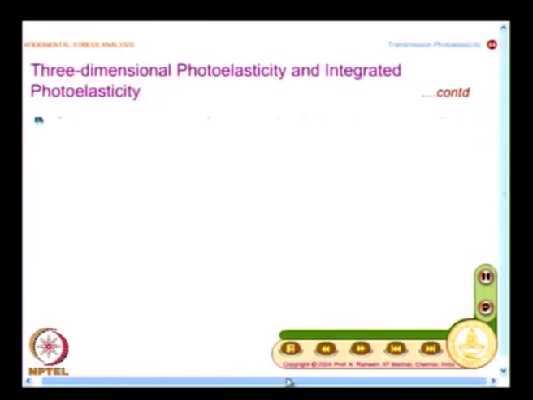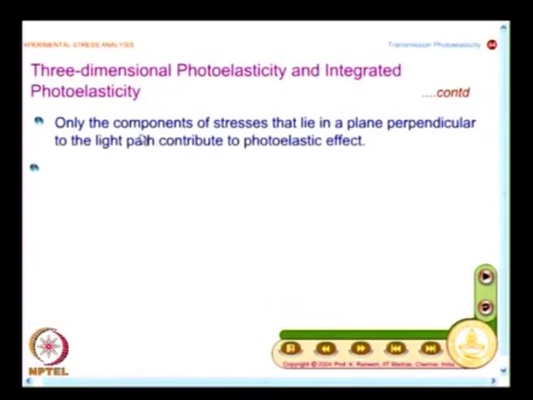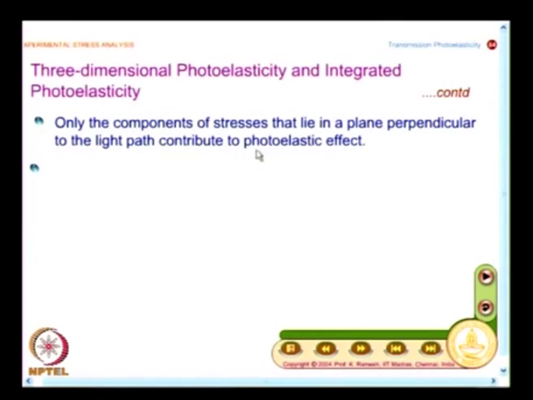We will see those details, but before we get into it, we need to know another important aspect. Only the components of stresses that lie in a plane perpendicular to the light path contribute to photoelastic effect. This is very, very important, because the moment you want to graduate to analyze 3-dimensional problems, we also need to develop certain additional terminologies. One of it what we will try to develop is what are known as secondary principal stresses. So, in order to develop that, we have to understand what causes photoelastic effect. Only those stress components that lie in a plane perpendicular to the light path contribute to it.